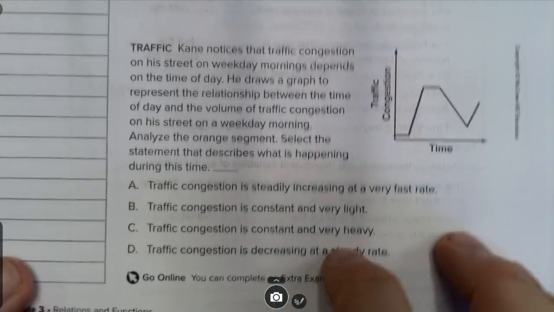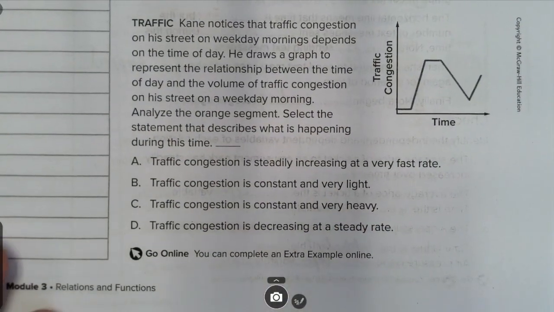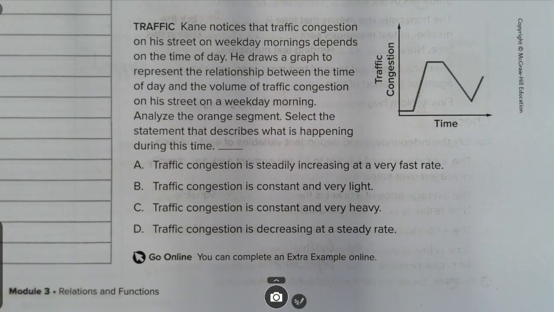All right, last one. Traffic. Kane noticed the traffic congestion on his street on weekday mornings depends on the time of day. He draws a graph to represent the relationship between the time of day and the volume of traffic congestion on his street on a weekday morning. Analyze the orange segment. Select the segment that describes what is happening during this time.